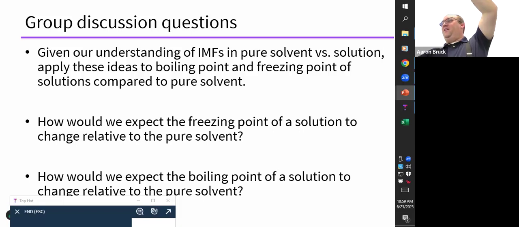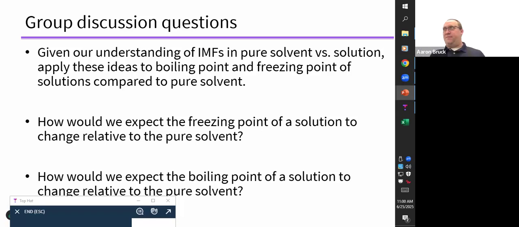Okay. So if we've lowered the vapor pressure, not only are we going to have to heat it the normal amount, we're going to have to heat it extra to get it up to the proper value. So what does that mean for boiling point? Well, if we have to heat it extra, boiling point is going to go up in some way.